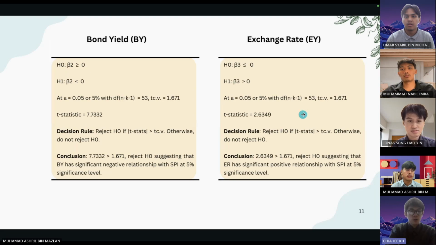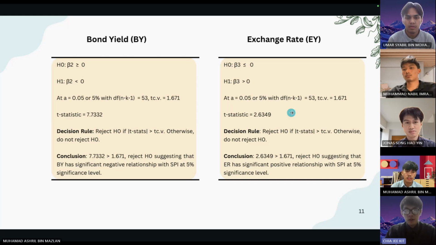Thank you, Jonas. So in this slide, we can see that the bond rate shows a t-statistic of 7.73, which is greater than the t critical value of 7.67. So we are going to reject the null hypothesis. It shows a negative relationship with the Nikkei 225 at 5% significance level. Similarly, for the exchange rate, it shows a t-statistic of 2.635, which is more than the t critical value of 5.671. So we reject the H0. It shows a positive relationship with the Nikkei 225 at 5% significance level. So next.